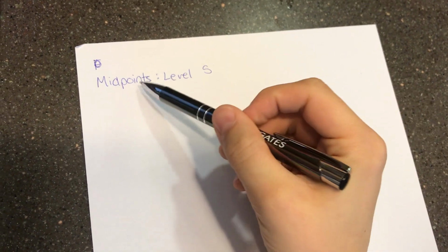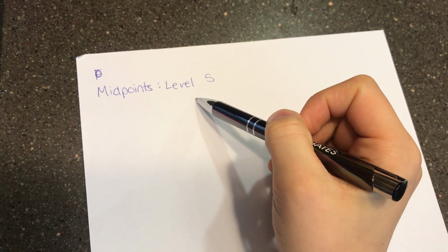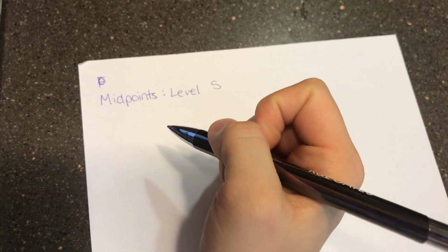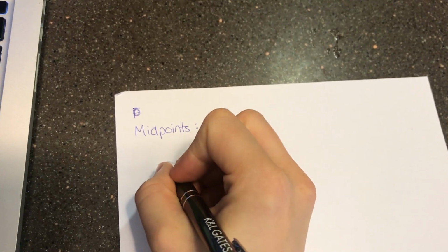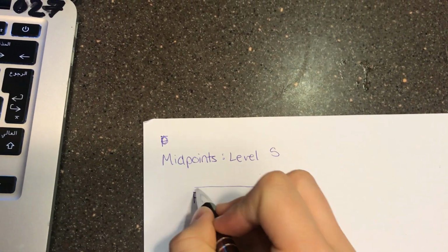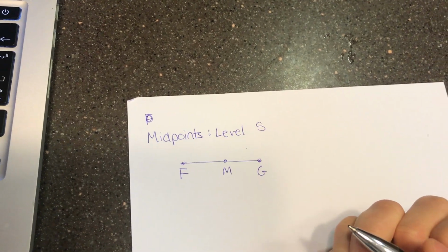All right, this is our midpoints level 5 example. This is the I do question of your guided notes. And it says that M is the midpoint between F and G. So we have line segment FG and it says M is the midpoint.